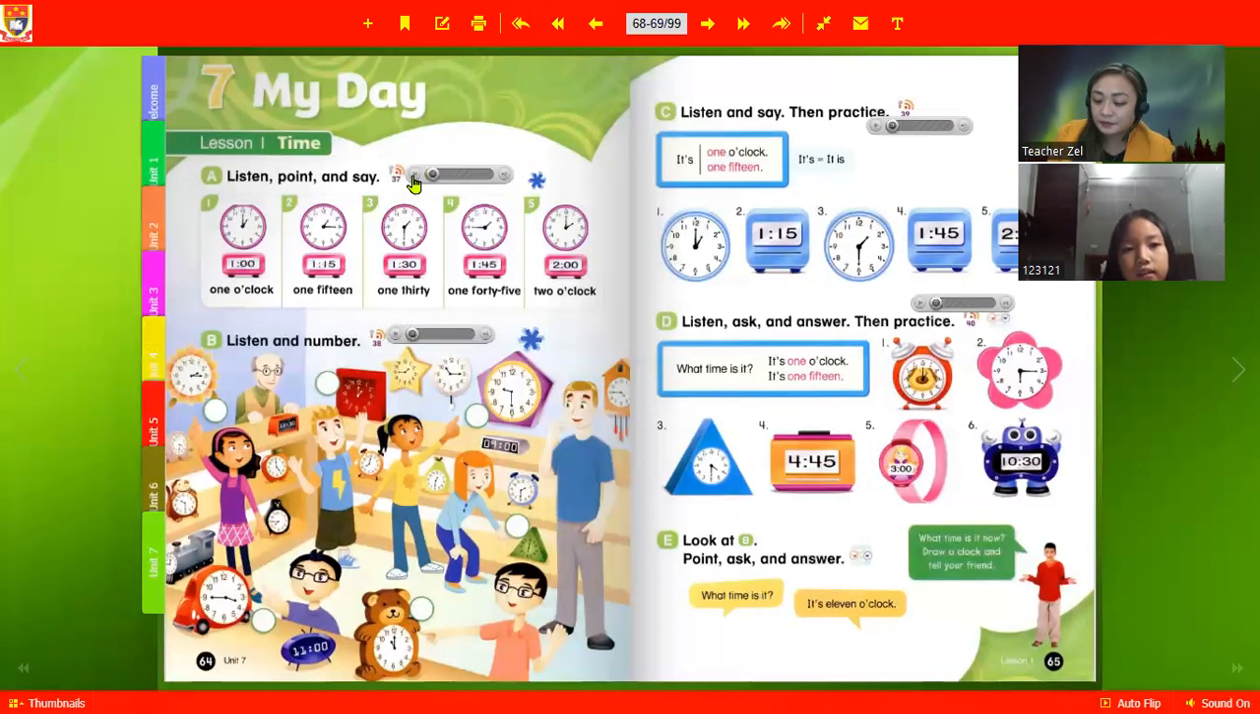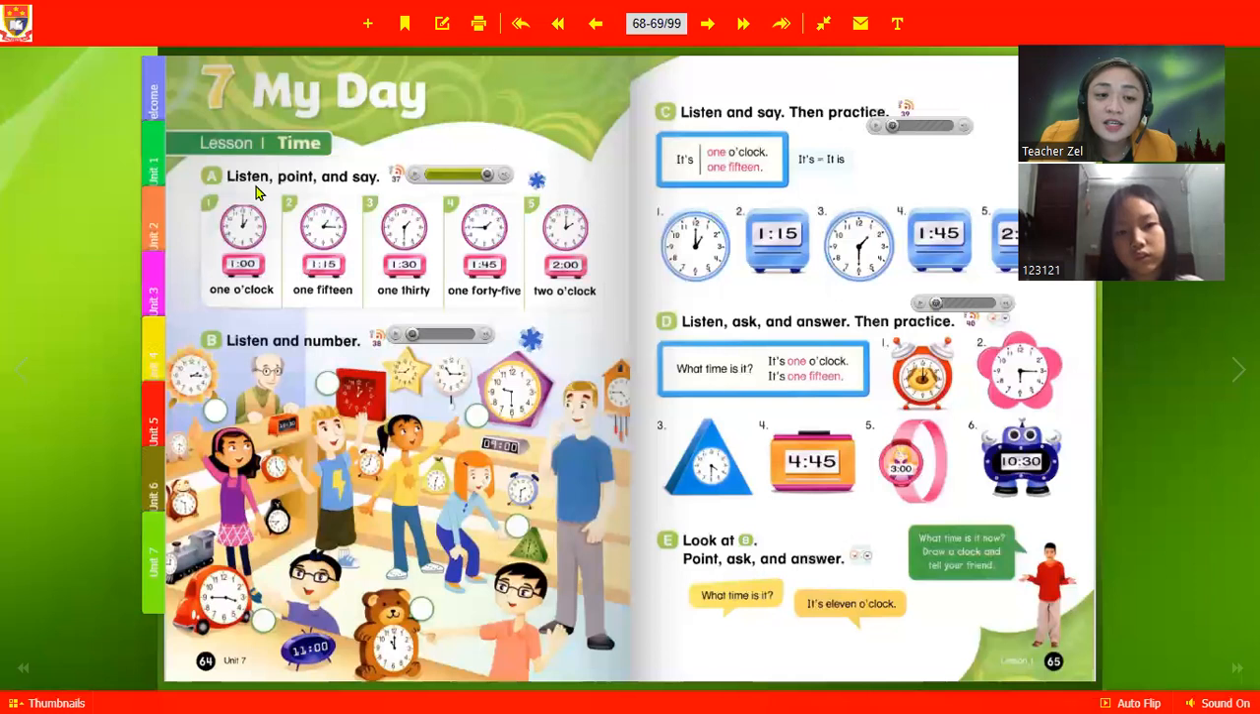Okay. Page 64, Unit 7, My Day, Lesson 1, Time, A, Listen, Point, and Say. 1. 1 o'clock. 1 o'clock. 2. 1:15. 3. 1:30. 4. 1:45. 5. 2 o'clock. 2 o'clock. All right. So those are the times.